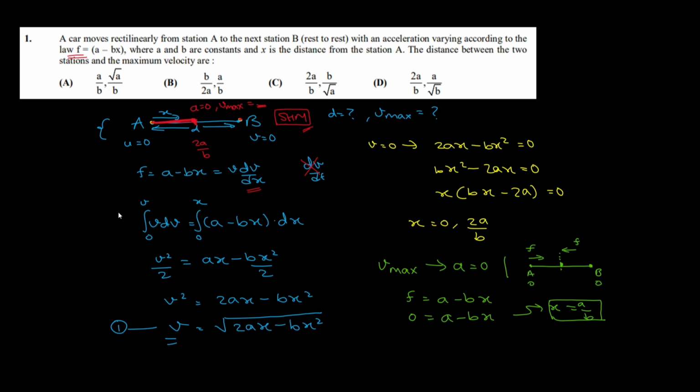So let's see what Vmax will be. Now we have x equal to a by b, so we will just put this x in and get the Vmax value, that is under root of 2a times a by b minus b into a square by b square. Perfect. So this b will get cancelled out. This is 2a square by b minus a square by b, so this will be under root of a square by b. So this Vmax will be a by root b. Perfect. So our option D is right.